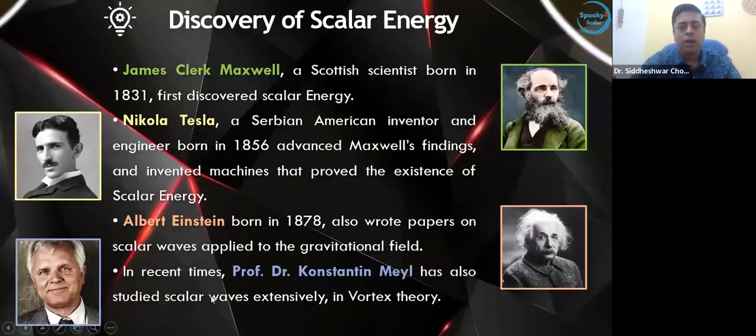Okay, so let me start with the introduction. Scalar energy was discovered by James Clerk Maxwell, a Scottish scientist born in 1831. The first mention of scalar energy was from him, and he did a lot of work in electromagnetic theory. He was followed by Nikola Tesla, a Serbian-American inventor and engineer born in 1856, who advanced Maxwell's findings and invented machines that proved the existence of scalar energy.